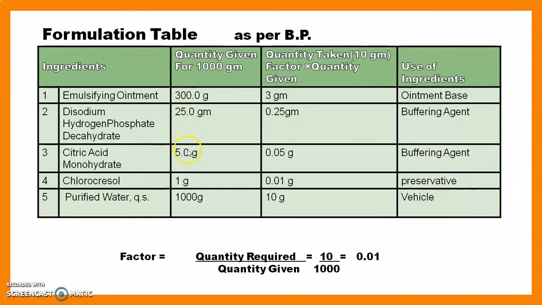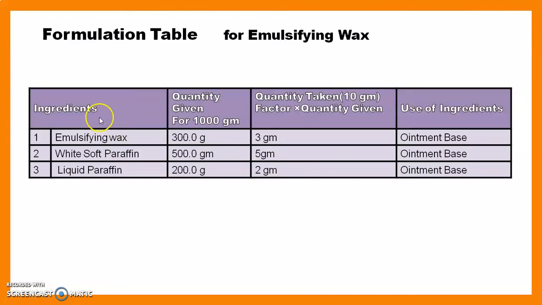In this practical, one of the ingredients is emulsifying ointment, and we have to prepare that ingredient. This is the other formulation table, for the preparation of the emulsifying ointment. The ingredients required are emulsifying wax, 300 gram.